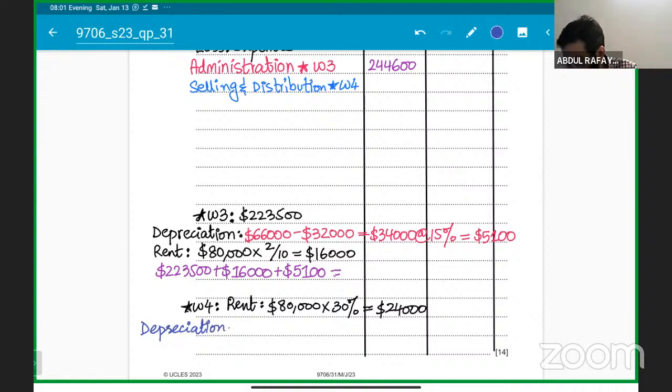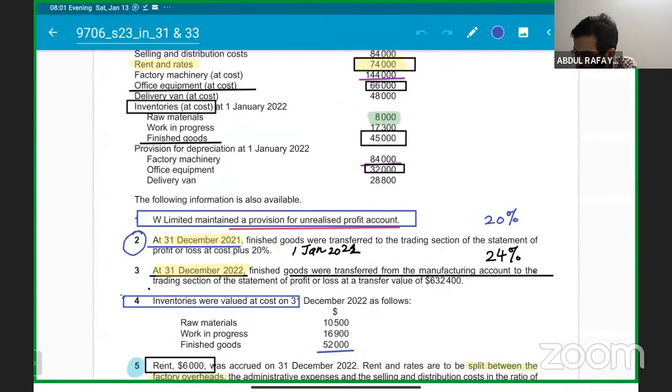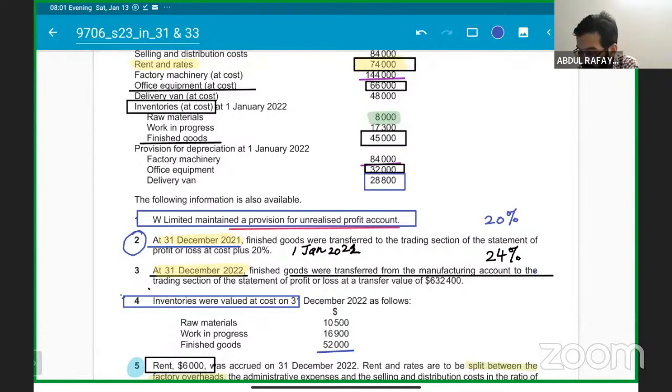Follow carefully. Who will the van be used for? It will be used for selling and distribution, right? The word itself suggests, okay, delivery van. It is clearly saying that it is a delivery van. Make sure if I change the wording, if I say that this is an office van, then it will come in administration. Are you guys getting it?